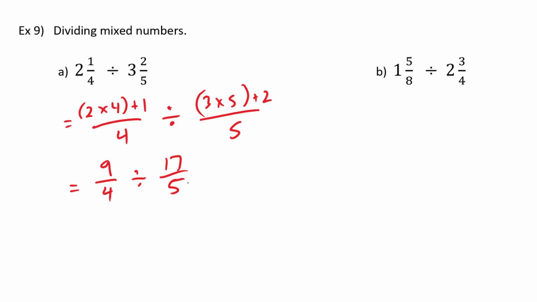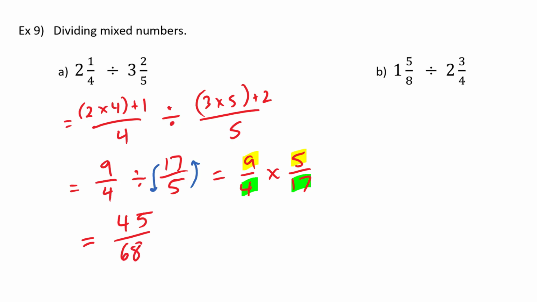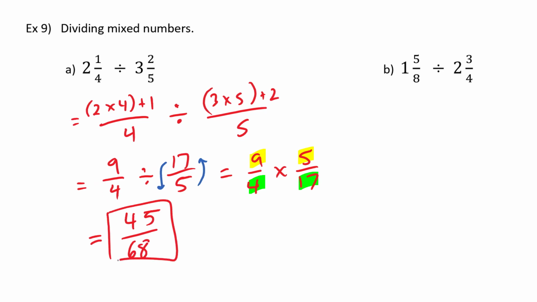Next step. Let's take the reciprocal of the value that follows the division sign, and we'll switch the sign from division to multiplied by. Can we cancel anything out? We cannot. Multiply the numerators, multiply the denominators. 9 times 5 is 45, and 4 times 17 is 68. Can we simplify this down? We cannot. This is now the final answer.